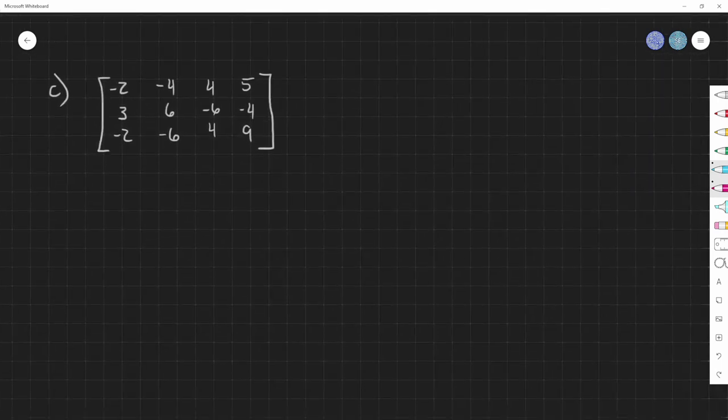Oh, I think I wrote this wrong. There should be a -4. All right. So now again, we have to find the row space, column space, the rank, and nullity. So let's just jump into it right away.